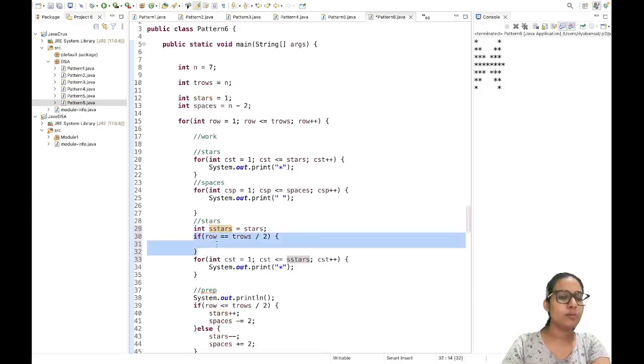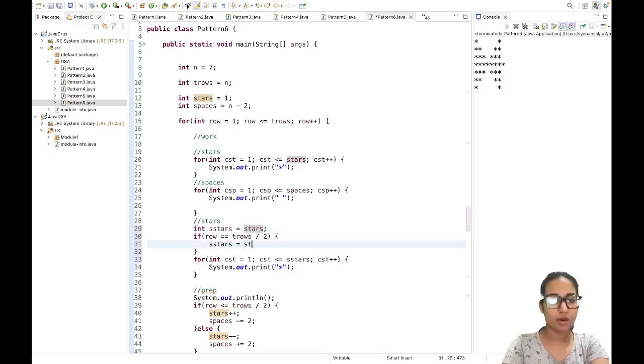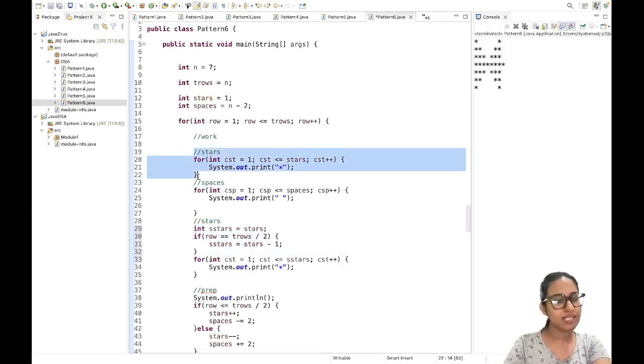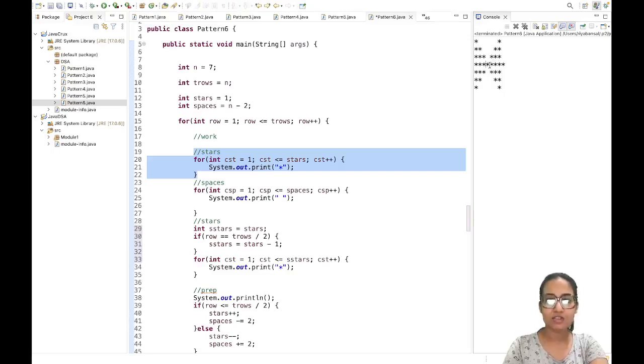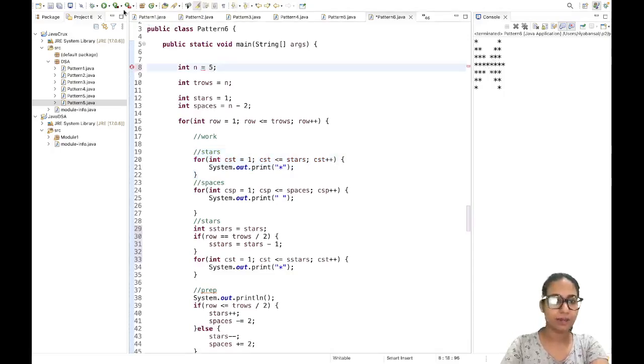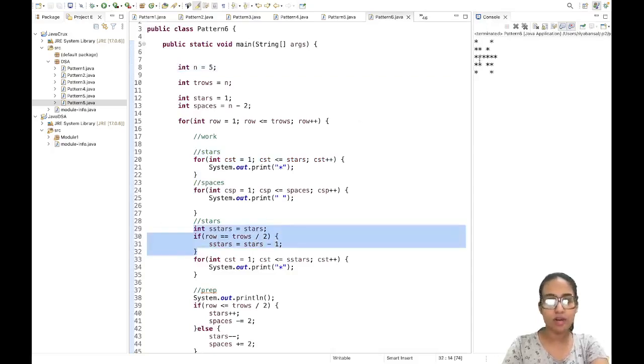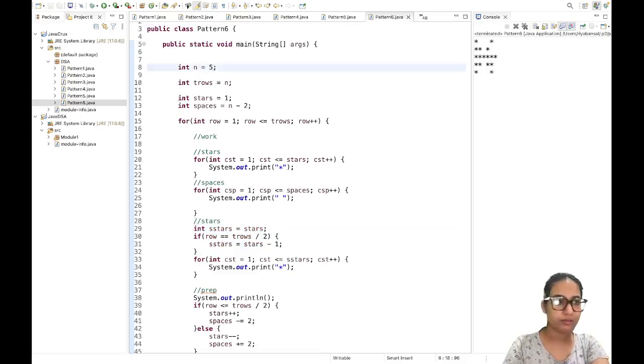Just add a normal if condition over here, that if you are at the middle row, instead of printing the stars value over here, just do a -1 to it. Okay, so this will ensure that the first half will print those many stars only, which is, let's say, 3 stars, or over here, let's say if I take the example of 5 only.